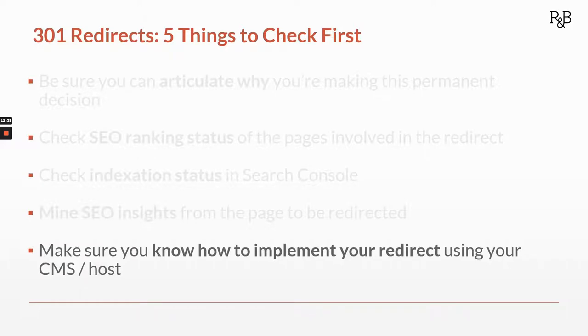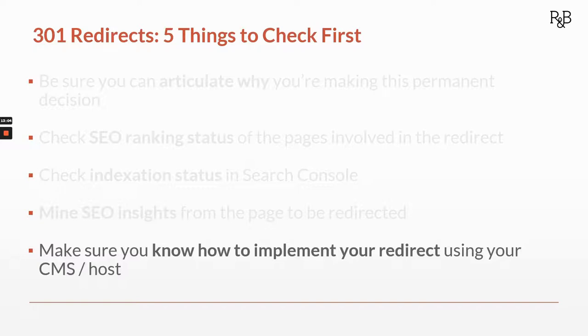Now the last step is just to make sure we know how to implement the redirect using our CMS or host. Root and Branch Group is a WordPress website, uses WP Engine for the host. All redirects are now implemented through WP Engine. So depending on how your site is set up, it might be totally separate. You could be a WordPress site that uses a redirection plugin. You could use perhaps the premium version of Yoast to do it. If you have a Squarespace site or a Shopify site or a Magento site, all very different.